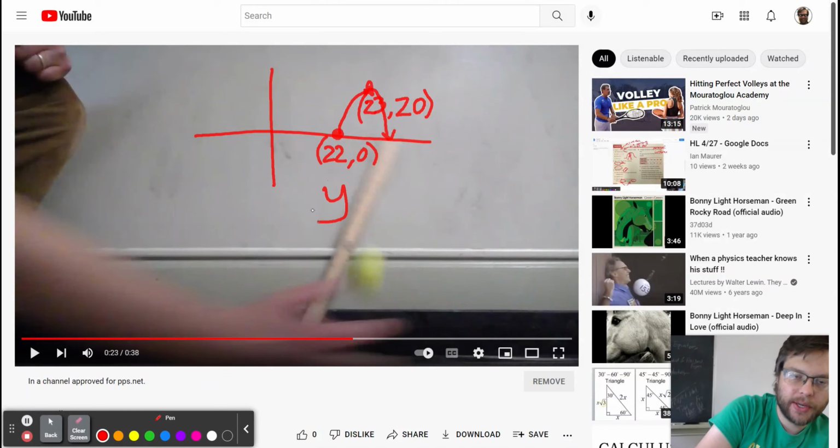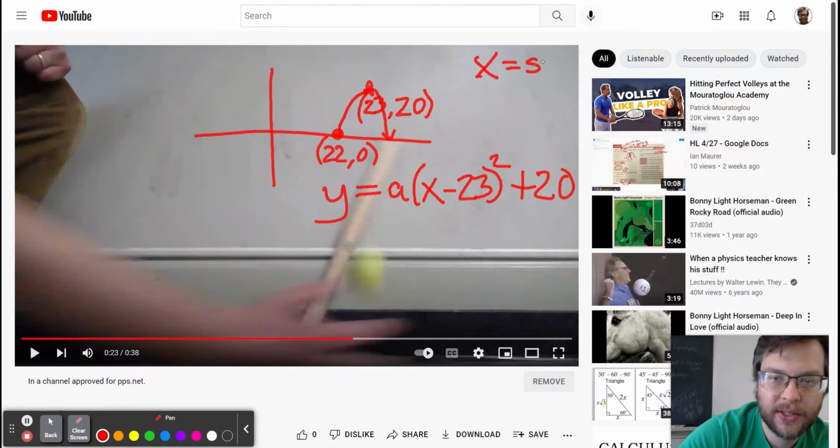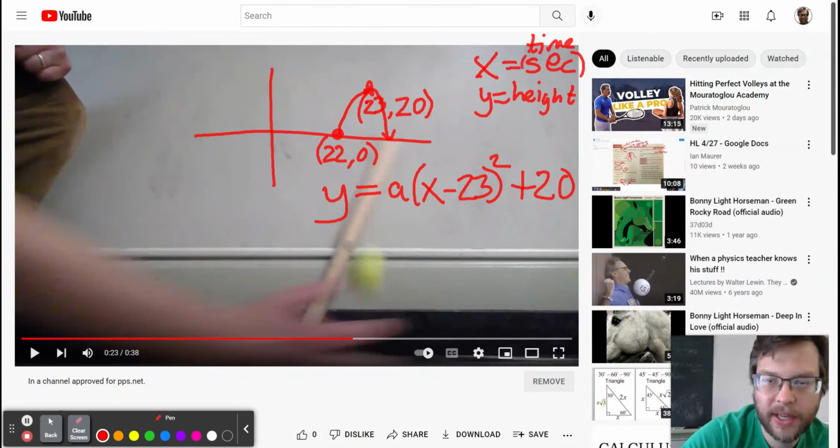But what you can do then is use that information to write the equation. So I can write the equation like this. y equals a times (x minus 23) squared plus 20. So I use the vertex right there. And I should make sure that I clarify that in this equation, x is the number of seconds from the beginning of the video, and y is the height. So I guess I should have said x is the time measured in seconds, and y is the height measured in inches.